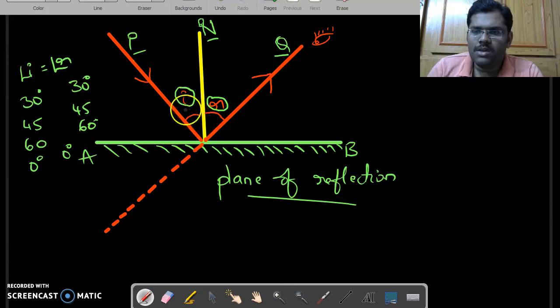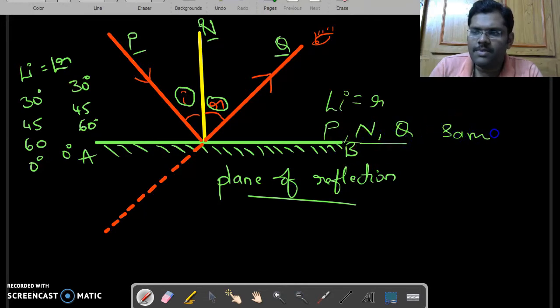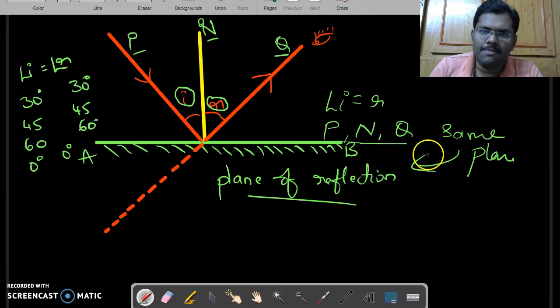So this is what we have: the angle of incidence and angle of reflection both will be equal, and the incident ray, the normal and the reflected ray lie in the same plane. So that plane is said to be the plane of reflection.